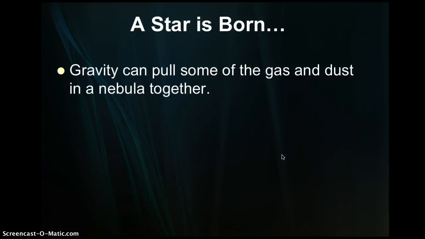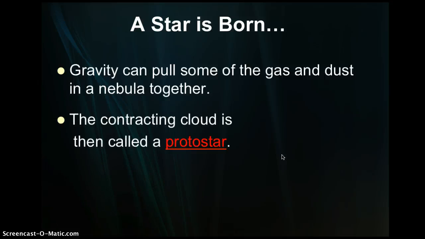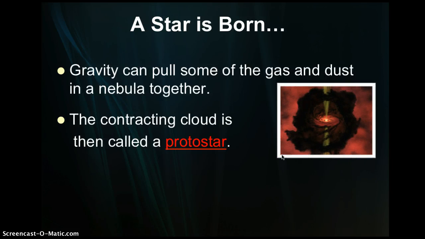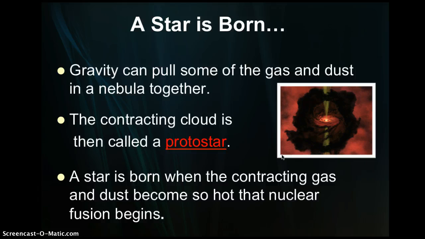Over time, as that gas and dust starts to get closer together, gravity starts to pull it together. That contracting cloud, as those particles get closer together, when you get enough of it, is what we call a protostar. Over time, if you get enough of that material together, it becomes hot enough that nuclear fusion begins.